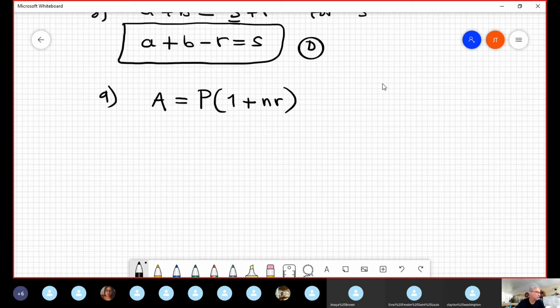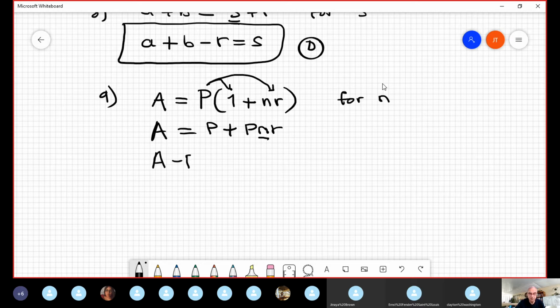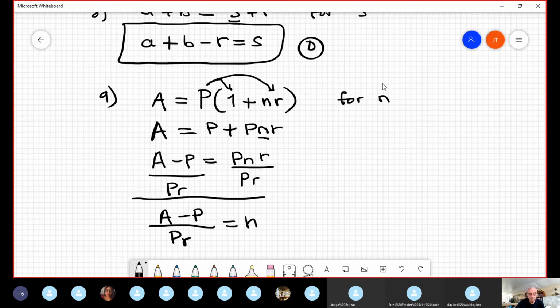Okay, so you need to solve for N. Like, I need to find how many months we need. Okay, again, one more time, parenthesis, apply distributive property. P plus PNR. My goal is isolate N. You subtract P: A minus P is equal PNR. Finally, divided by PR, because I want to isolate N: A minus P divided by PR equals N. Final answer. The option A minus P over PR, option D.